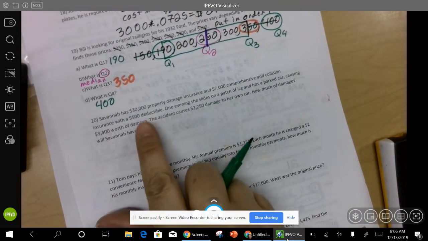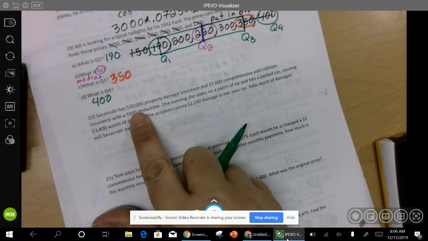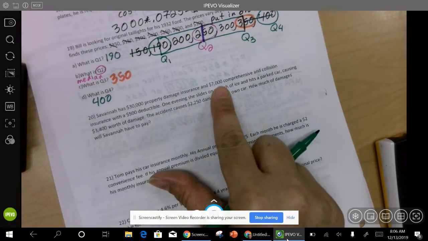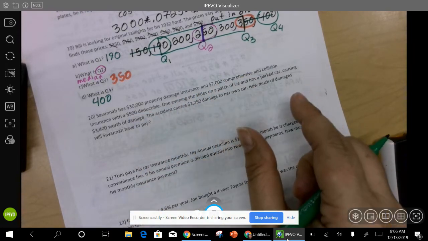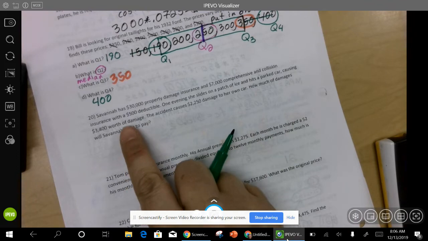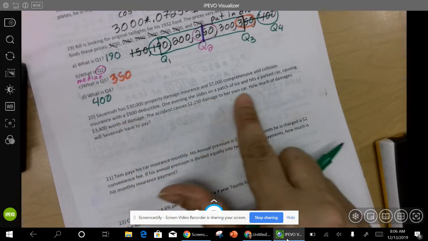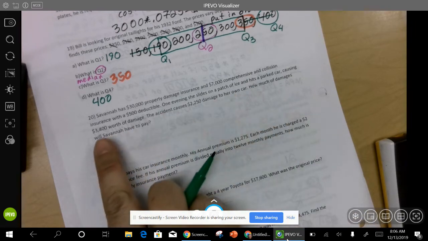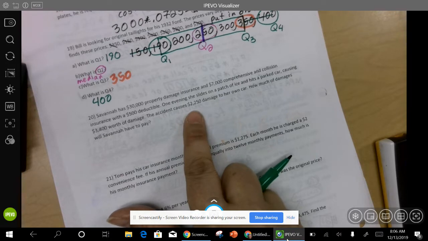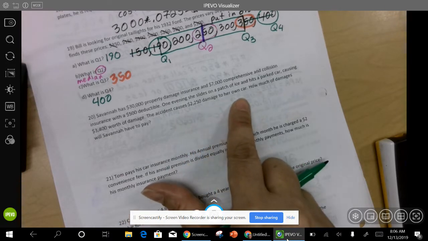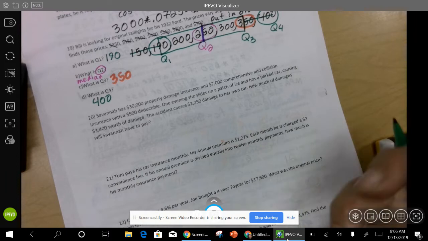Okay, Savannah has $30,000 in property damage insurance and $7,000 in comprehensive and collision with a $500 deductible. One evening she slides on a patch of ice and hits a parked car, causing $3,400 in damage. Accident causes $2,250 damage to her own car. How much will she have to pay?